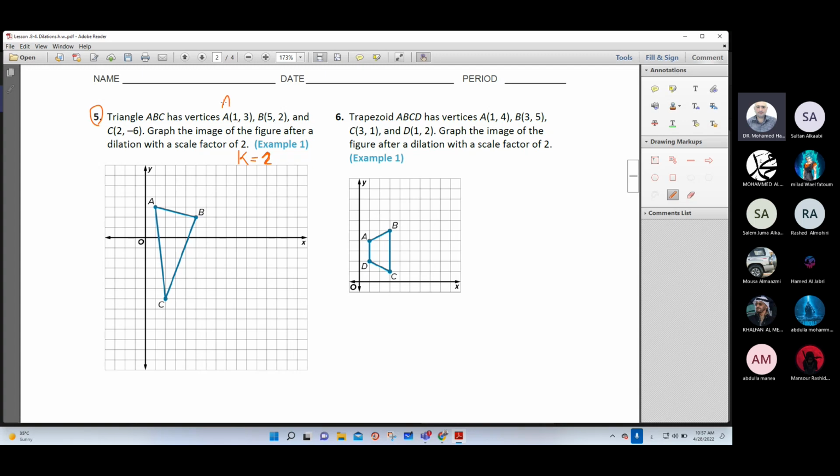A prime, multiply by 2. 1 times 2, 2, and 3 times 2 will be 6. And here we have B prime. 2 times 5, 10. And 2 times 2, 4. Then here we have C prime. 2 times 2, 4. And -6 times 2 will be -12.